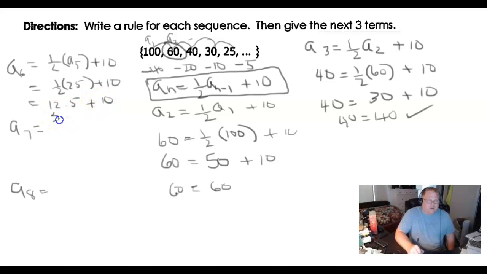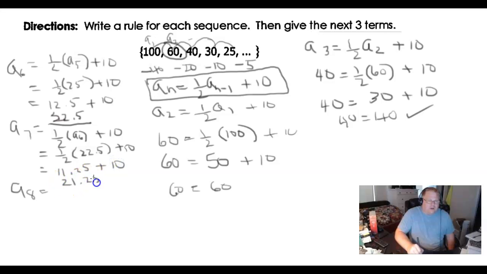Half of 25 is 12.5 plus 10, so 22.5 is the answer for a6. Didn't leave myself too much room, did I? a7 is half of a6 plus 10. As you can see, these numbers are getting smaller, because I have to do half of 22.5 plus 10. Half of 22.5 is 11.25 plus 10. So that's 21.25. That's the answer to that one.